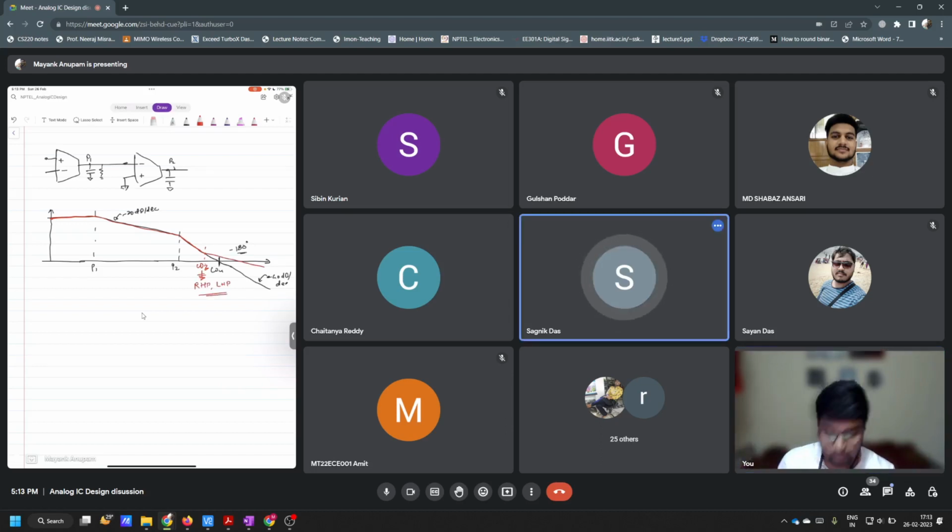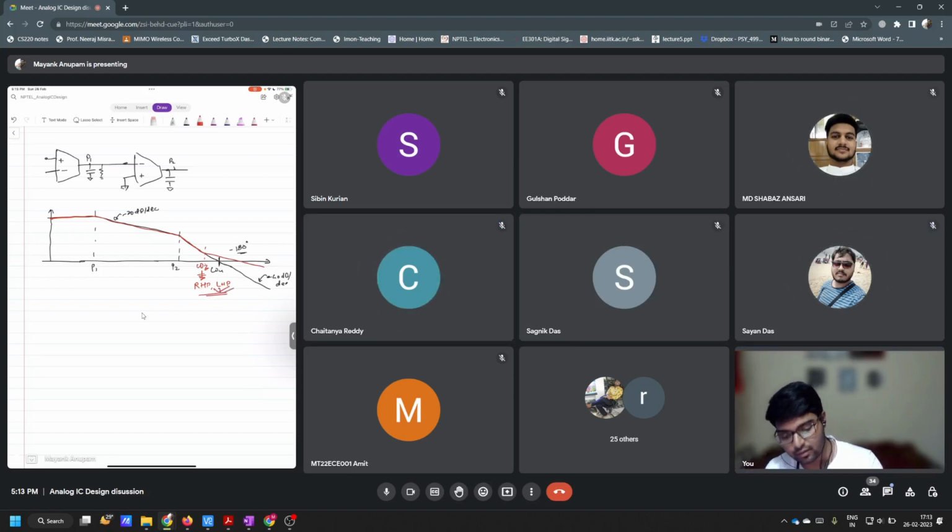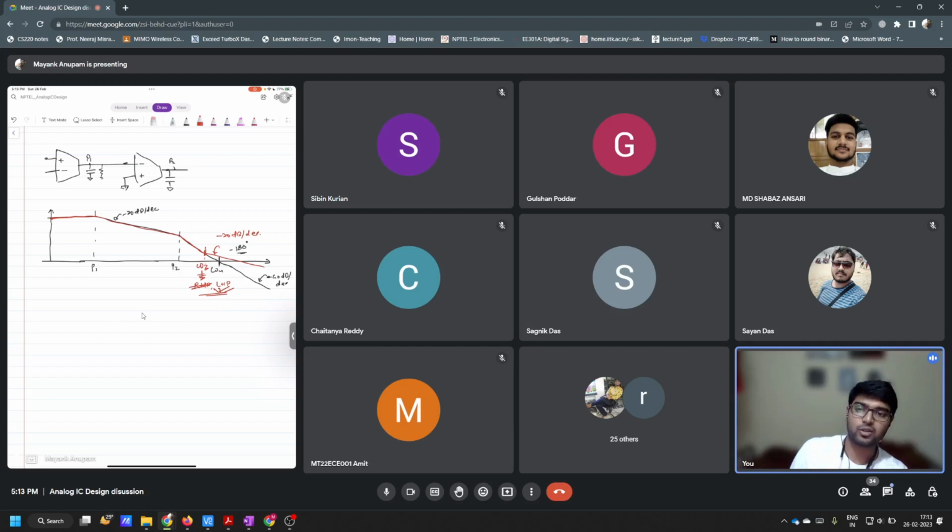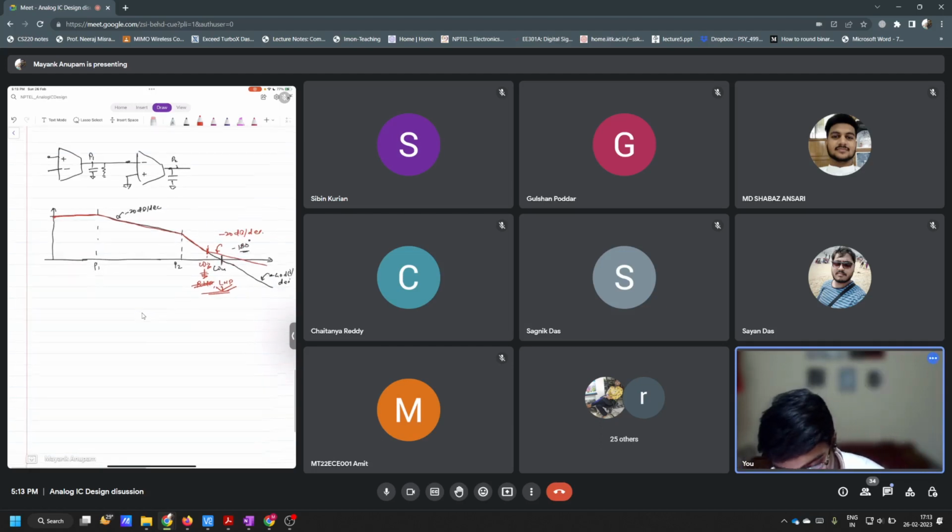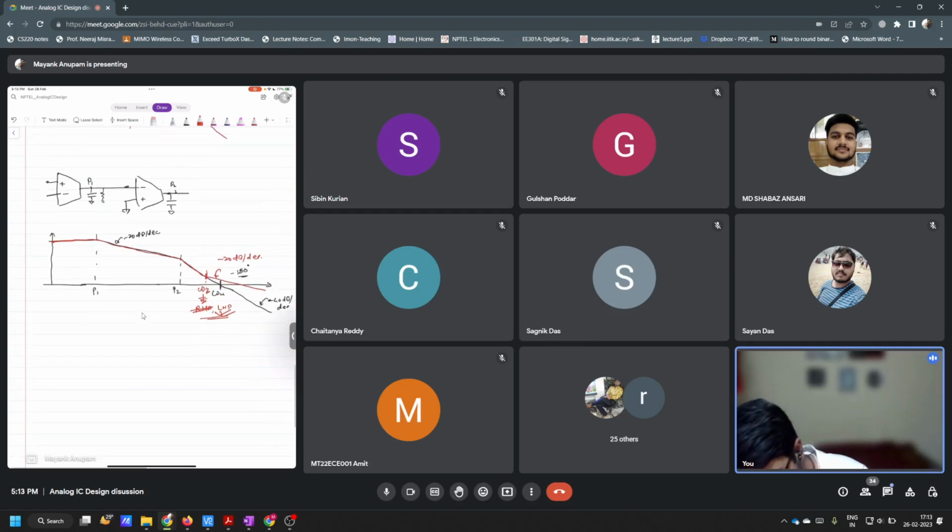LHP 0, correct. It should not be RHP 0. RHP 0 is more dangerous, right? So LHP 0 will make sure that the slope is restored to minus 20 dB per decade, and the phase will go down like this, and then it will again come up to minus 90 degrees, isn't it? So that is why this 0. If this 0 is introduced at the right place, then we can make sure that the system is still stable, right? And that is exactly what is being done by this feed forward path.